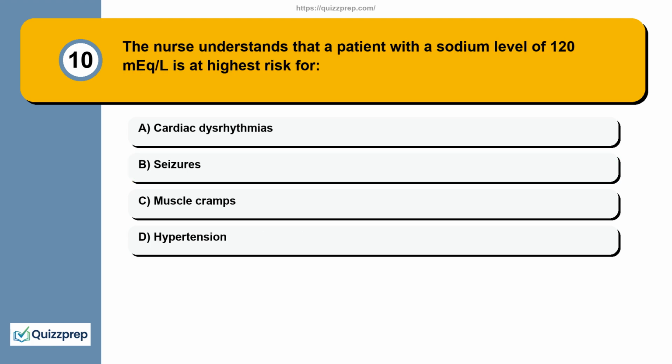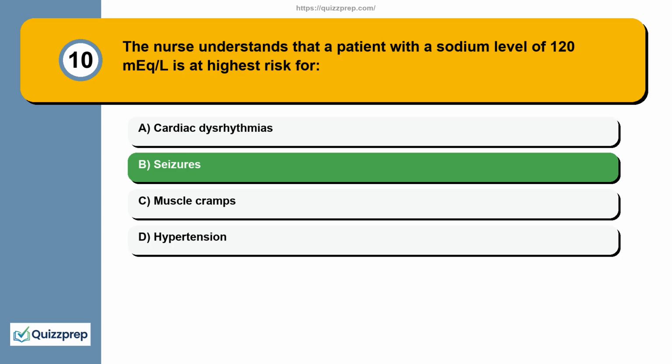Question 10. The nurse understands that a patient with a sodium level of 120 mEq/L is at highest risk for. Here are your options. Option A. Cardiac dysrhythmias. Option B. Seizures. Option C. Muscle cramps. Option D. Hypertension.